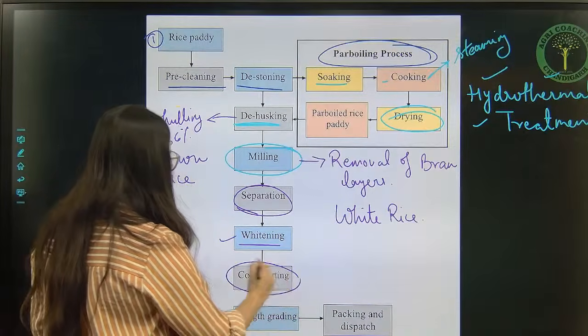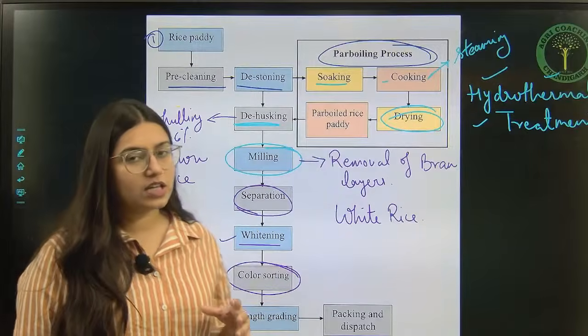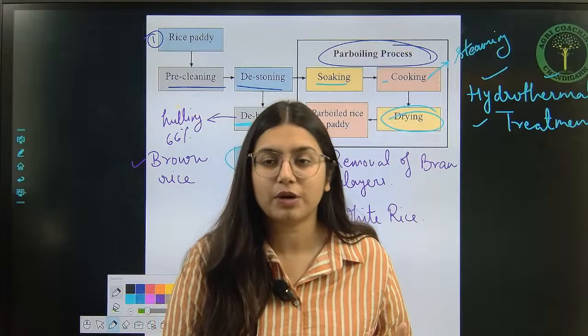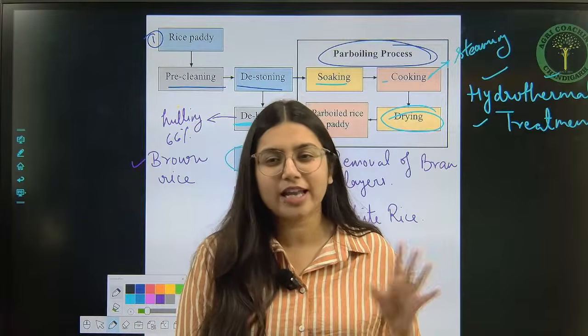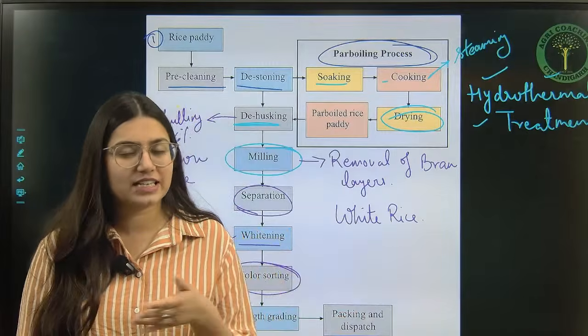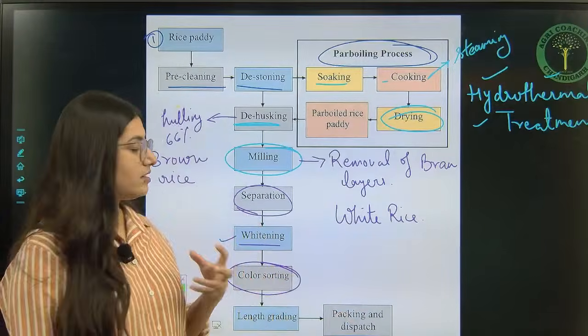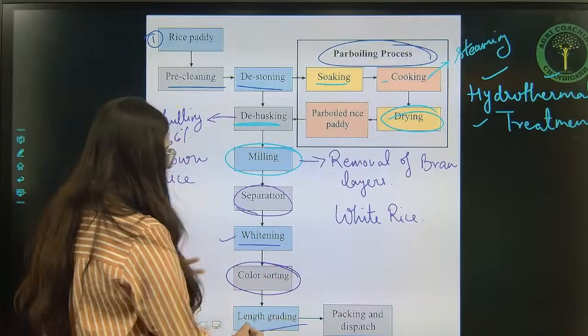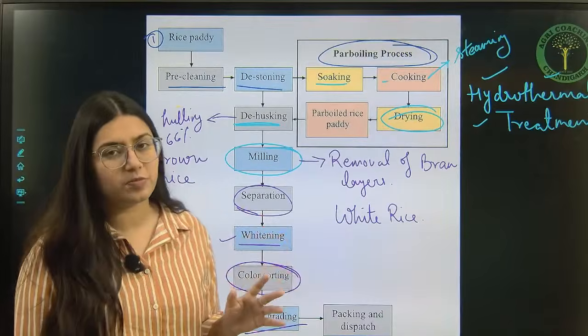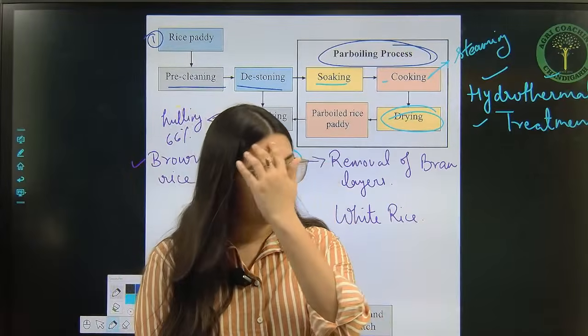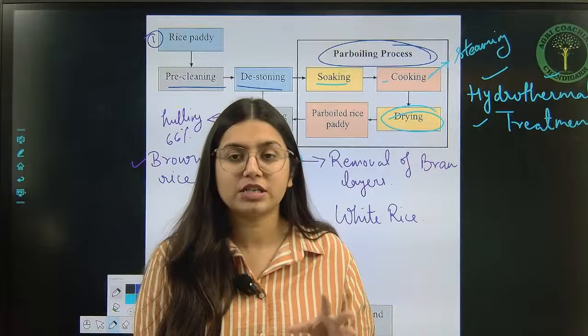Then comes the color sorting. Color sorting means if any grain has a different color apart from white, such as blue, red, pink or any other shade, you have to completely separate it. And then the white grains are graded on the basis of length, packed and then dispatched for commercial purposes. This complete process is known as processing of paddy.